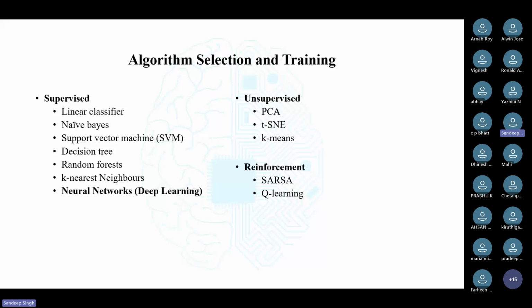The third step is algorithm selection and training. Based on your type of machine learning problem, whether it is supervised, unsupervised, or reinforcement, we have different algorithms. These are just some names; there are so many. We can also alter these algorithms and see how they perform.